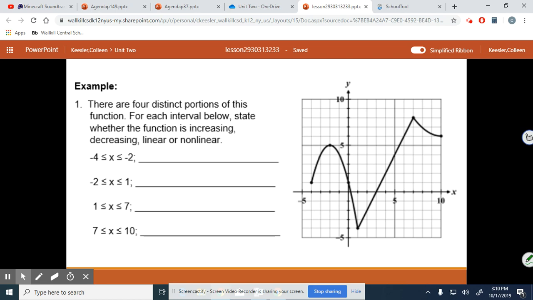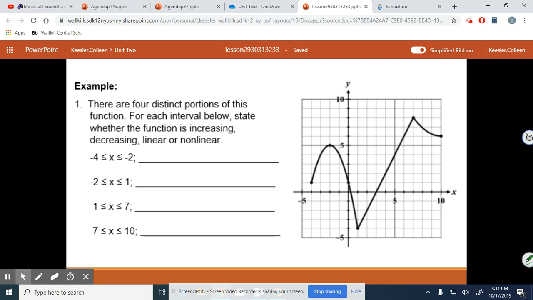So here we have this crazy funky graph, and we've never graphed something like that, nor do I expect you to be able to graph something like that. But what I do expect you to do is to be able to figure out, well, where in that graph do I have a linear piece, a nonlinear piece, and where in the graph is it increasing or decreasing?